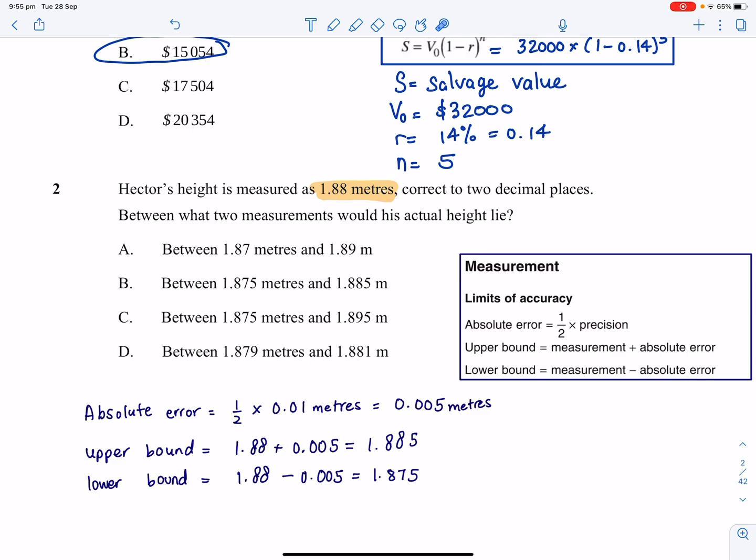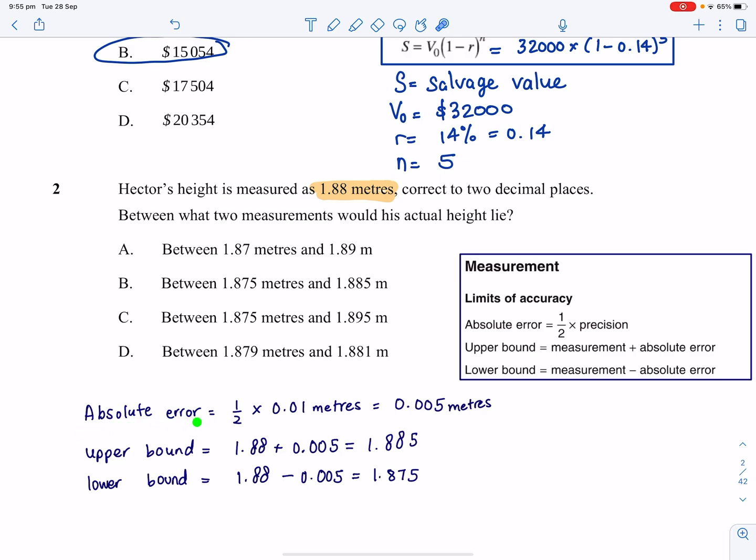And the absolute error is actually a half of the precision. Now, the precision is what I just mentioned before. I said that it is actually measured to the nearest 100th of a metre. So this is the precision that we've got. These three formulas you get on your formula sheet, and we just need to apply them.